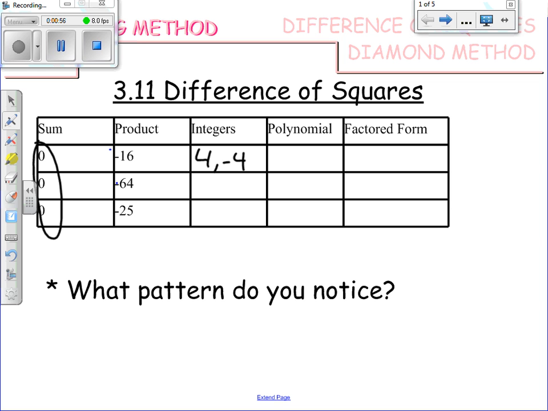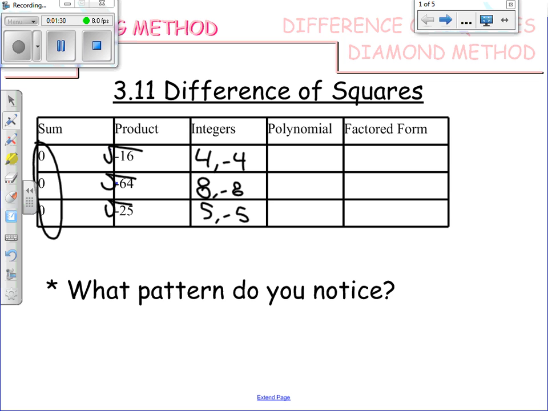How about negative 64? 8, negative 8 this time, right? Yeah. And finally, 25, Murph. Yeah, the pattern is you can take the square root of these things, and it would work out. That's why they're called perfect squares.